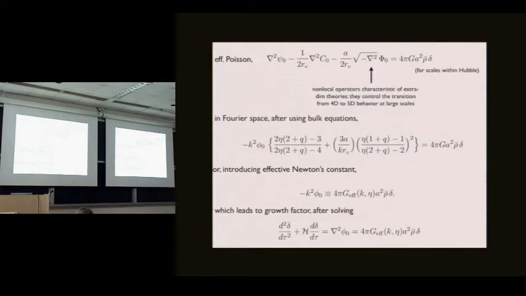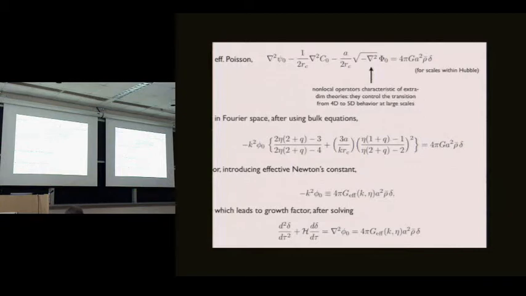If we see something like this, it will be an indication that gravity has been modified by an extra-dimensional theory. And so these kinds of terms are actually the ones that control the behavior from 4 to 5D at very large scales. Because they have one less derivative than this one, they dominate at large scales. So after some massaging, you can write this as an effective Poisson equation in terms that cosmologists can use.